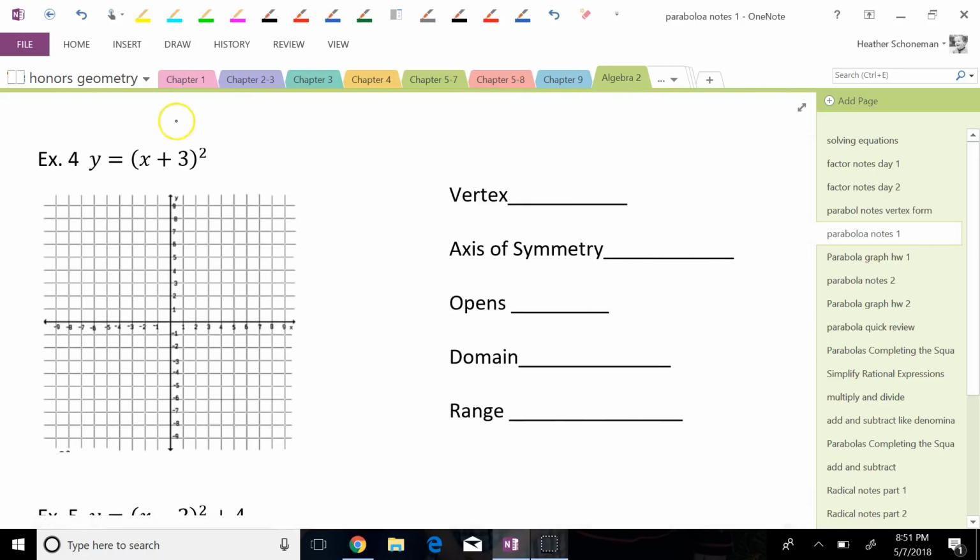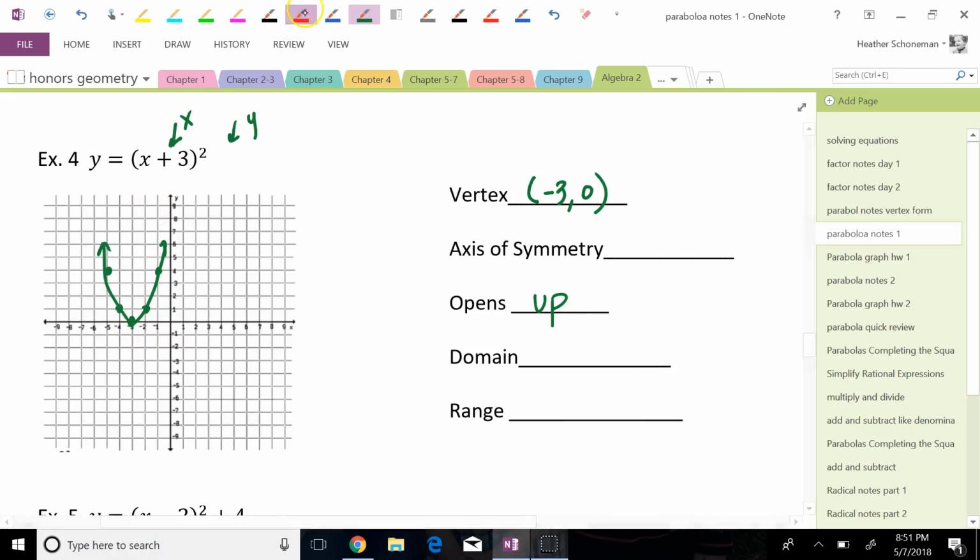Okay, number 4. This is controlling our x, and this is our y. Now remember, the opposite of what's with the x, our vertex is -3, 0. Okay, let's graph this. It still opens up. -3, 0 is here, our pattern: over 1, up 1, over 2, up 4.